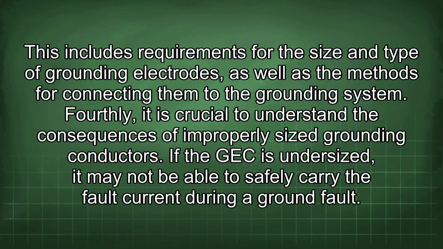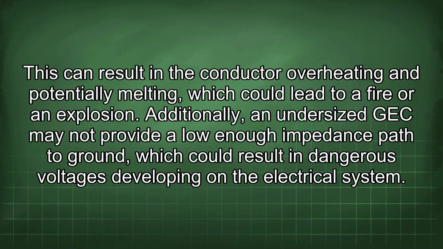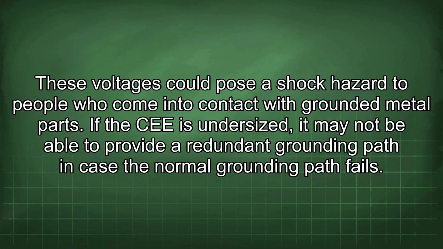Fourthly, it is crucial to understand the consequences of improperly sized grounding conductors. If the GEC is undersized, it may not be able to safely carry the fault current during a ground fault. This can result in the conductor overheating and potentially melting, which could lead to a fire or an explosion. Additionally, an undersized GEC may not provide a low enough impedance path to ground, which could result in dangerous voltages developing on the electrical system. These voltages could pose a shock hazard to people who come into contact with grounded metal parts.